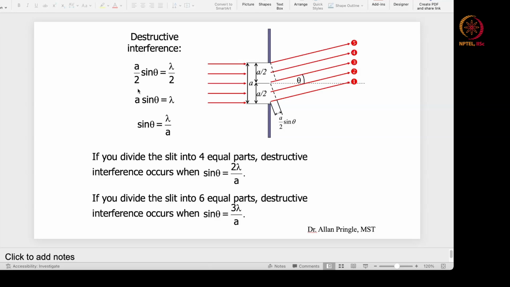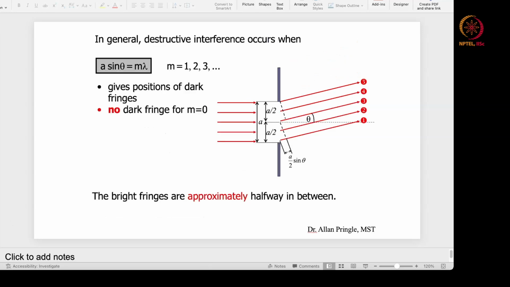Okay, so we showed it for 2. Now we are claiming that 4 will be like this, 6 will be like this. In general, the destructive interference occurs when a sine theta is equal to m lambda, m being 1, 2, 3, 4, 5, 6. Okay, so this gives the positions for the dark fringes. It will only occur when this relationship is valid. So this gives the position for the dark fringes. There is no dark fringe for m equal to 0.